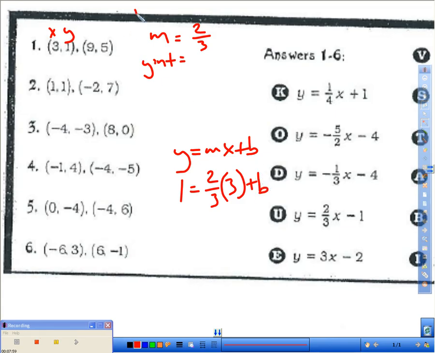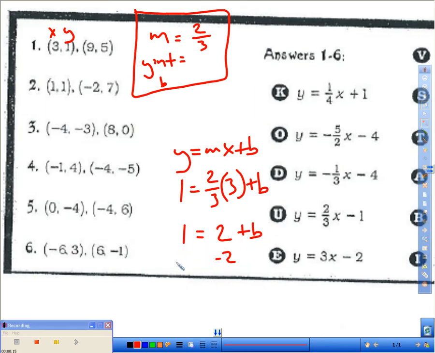Again, our goal is to find out what m is, find out what our y-intercept is, so that we can write our equation. So we need to know what b is, which our y-intercept is b. So 2/3 times 3 is 2, so we have 1 equals 2 plus b. Subtract 2 from the right and subtract 2 from the left, which is going to give us -1 equals b. So our y-intercept then is going to be -1, or (0, -1).